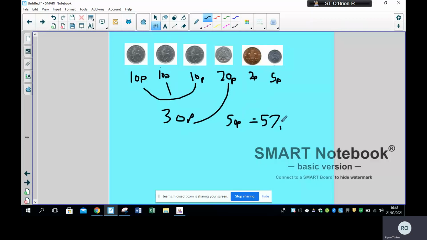It's up to you how you want to add it. You could just add each one. You could add the biggest first. You could group them into things that you know. So 3 10s are 30, add 2 is 5, 5 10s 50p, add the rest. But you need to add them all together to find out how much is there. So 10 add 10, 20, 30, add 20 is 50, add 2, 52, add 5, 57. Doing it like that's probably not the most efficient way, but it's up to you how you want to do it. And altogether there's 57p.